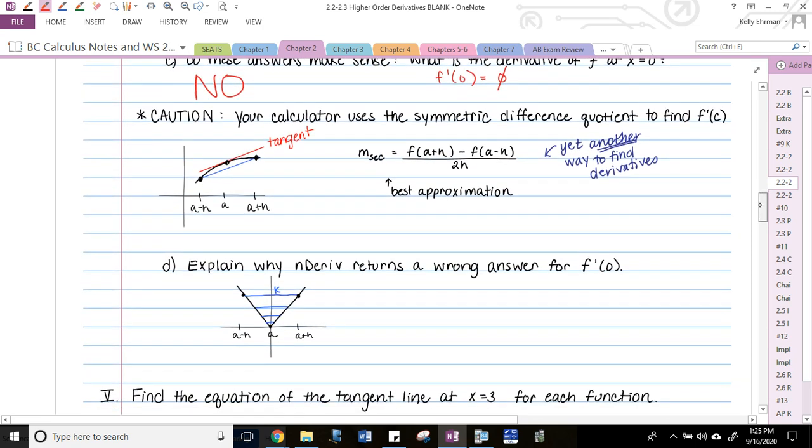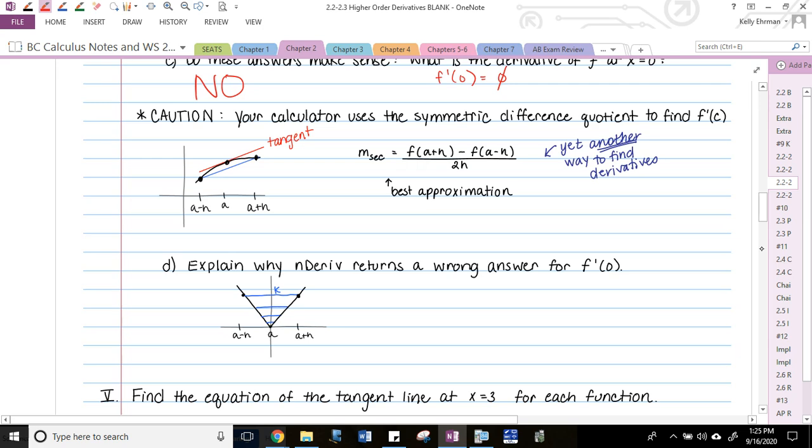It's using a symmetric difference quotient to figure out the derivative. So remember we said, hey, the slope of a secant line, if we make that really small, becomes the tangent line. Your calculator finds a secant line that would be parallel to the point of tangency, comes up with its best approximation. So now this is another way to find a derivative. You're not going to have to do this for calculus, so don't store this away in your brain as something you're going to do.